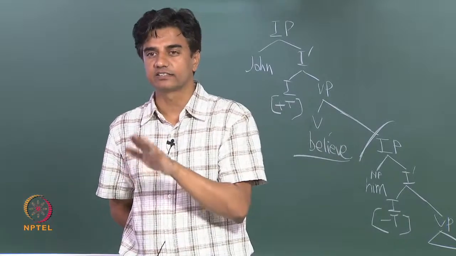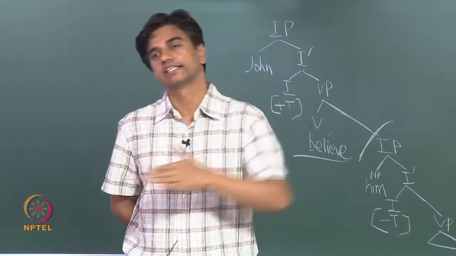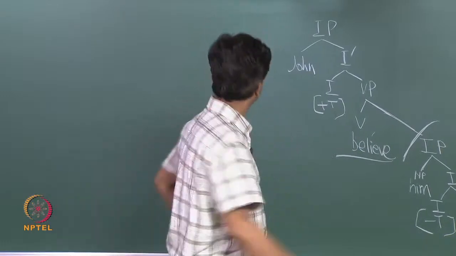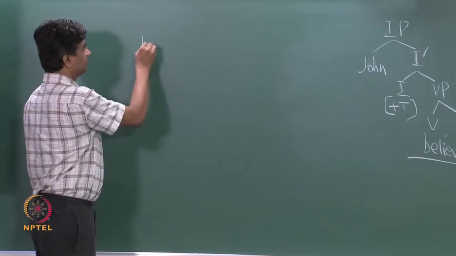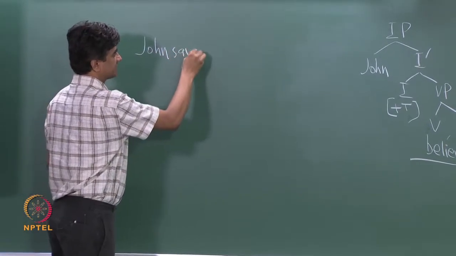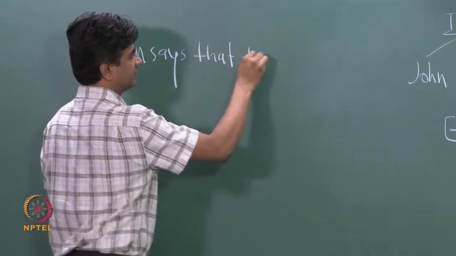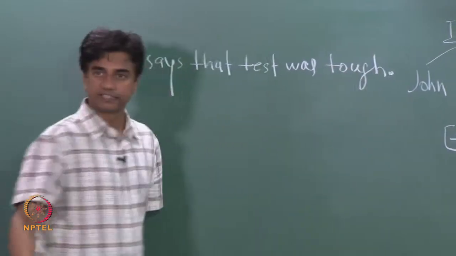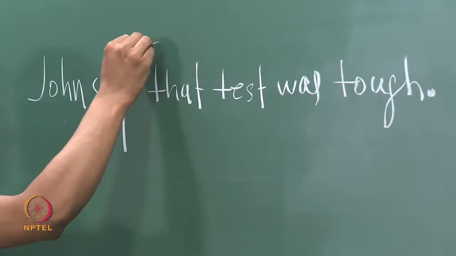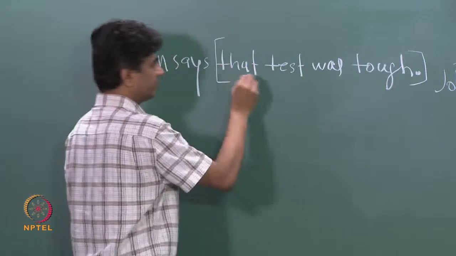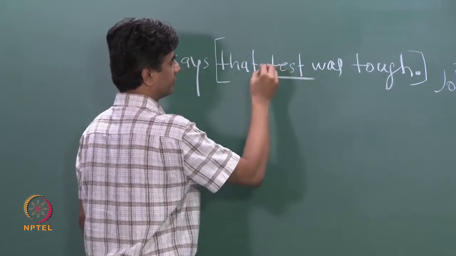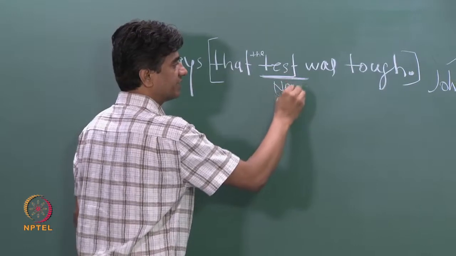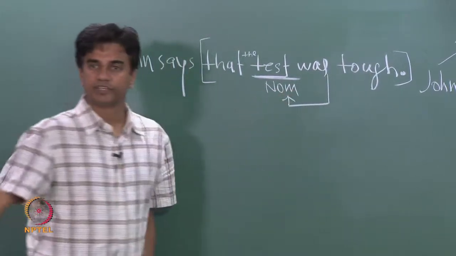The finiteness of the second clause is assigning nominative case to this NP. Let's try putting an accusative case marker on this. Let me write this. John says that the test was tough. This is a sentence. Without giving it a structure, we are talking about this clause, the test was tough, this NP, which gets nominative case from this, right?